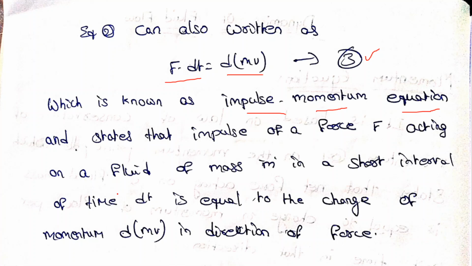Okay, and it states that the impulse of a force F acting on a fluid mass m in a short interval of time dt, which means in a short interval of time, time is changing. How much time is it changing? Whether it is a short time or a large time, based on different practical applications they are saying this as a small interval of time. Okay, based on different trial and error, you can say. Okay, is equal to the change of momentum d(mv) in the direction of force. In the direction of force, obviously everything is related to the force.